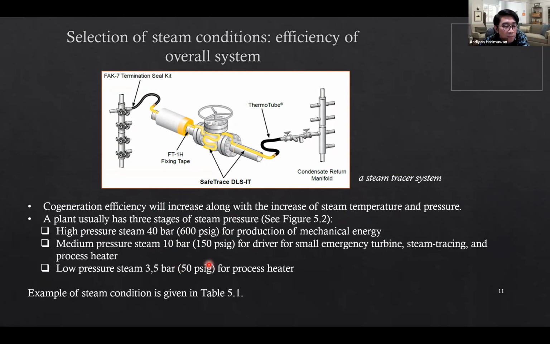And then the medium pressure is around 150. It can still be used for the turbine, but for the small or emergency turbine, and then for steam tracing, to trace the steam flow, and also for heating process or process heater. And then the lower one, the low pressure steam, is normally used for the process heater.